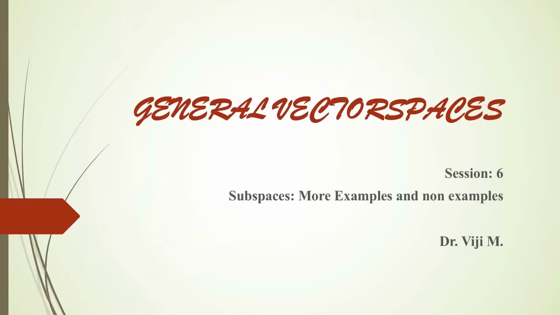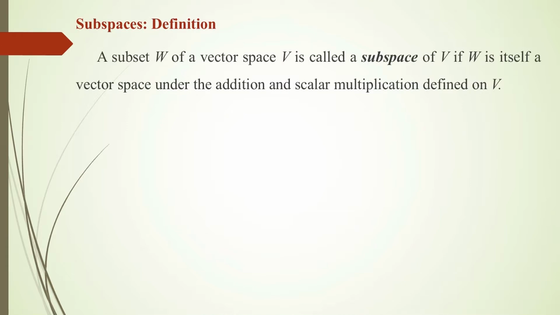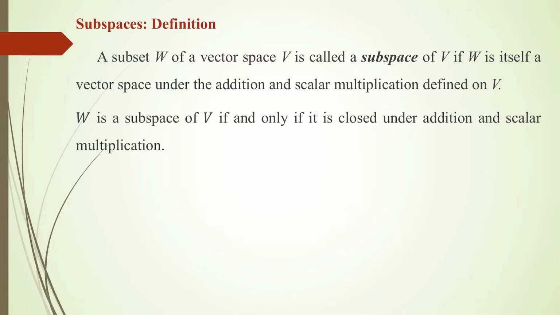Let's start our next session on general vector spaces, and we will see more examples and non-examples for subspaces of different vector spaces. So the first one is, we know what is meant by subspace. A subset W of a vector space V is called a subspace of V if W is itself a vector space under the addition and scalar multiplication defined on V, and W is a subspace of V if and only if it is closed under addition and scalar multiplication.